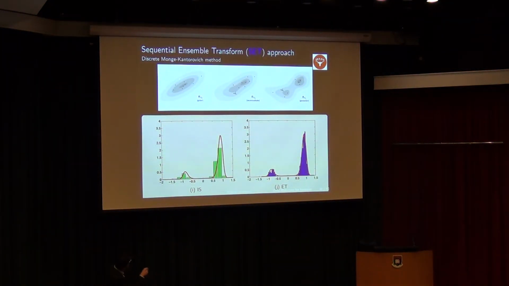Like I said, I start from the prior. This is the distribution of the prior. This is the complicated posterior. The question is, if I have a limited number of particles or samples from the prior, how do I move to particles or samples of the posterior? And we do so by optimal transport.